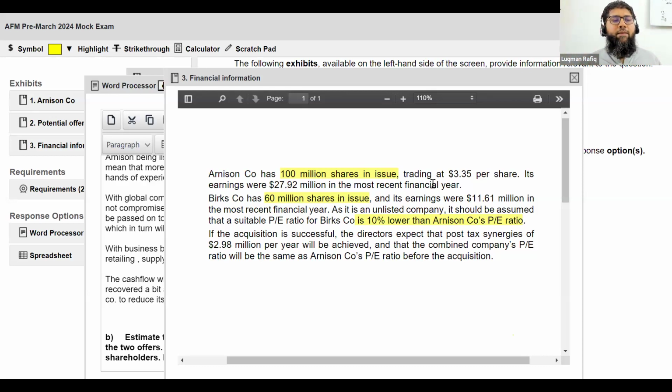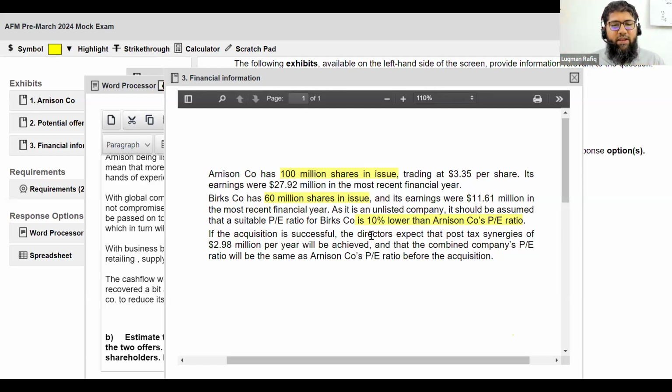But automatically you'd pay a certain amount to their shareholders also. So there's going to be a net amount that you would save. Now we need to see how things go about. Arneson has 100 million shares in issue, trading at 3.35 per share. Its earnings were 27.92 million in the most recent financial year. Burke has 60 million shares and its earnings so and so on.